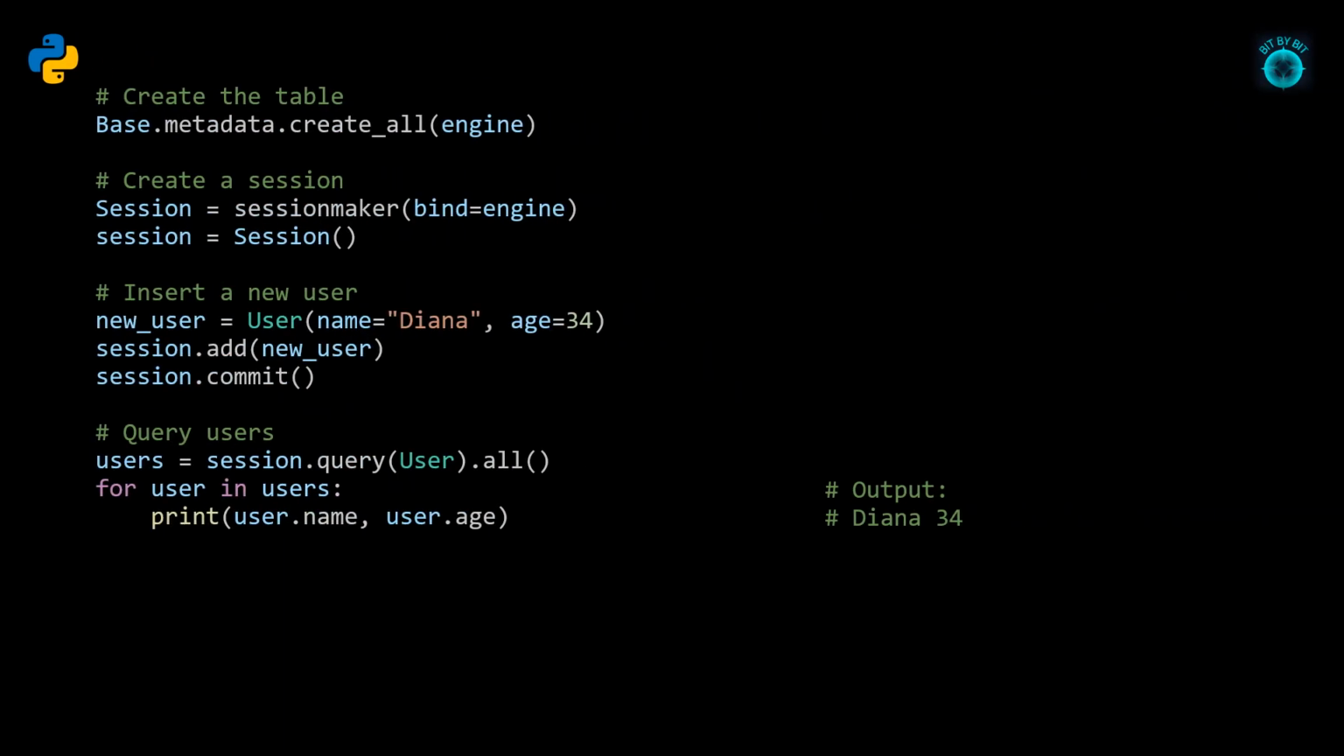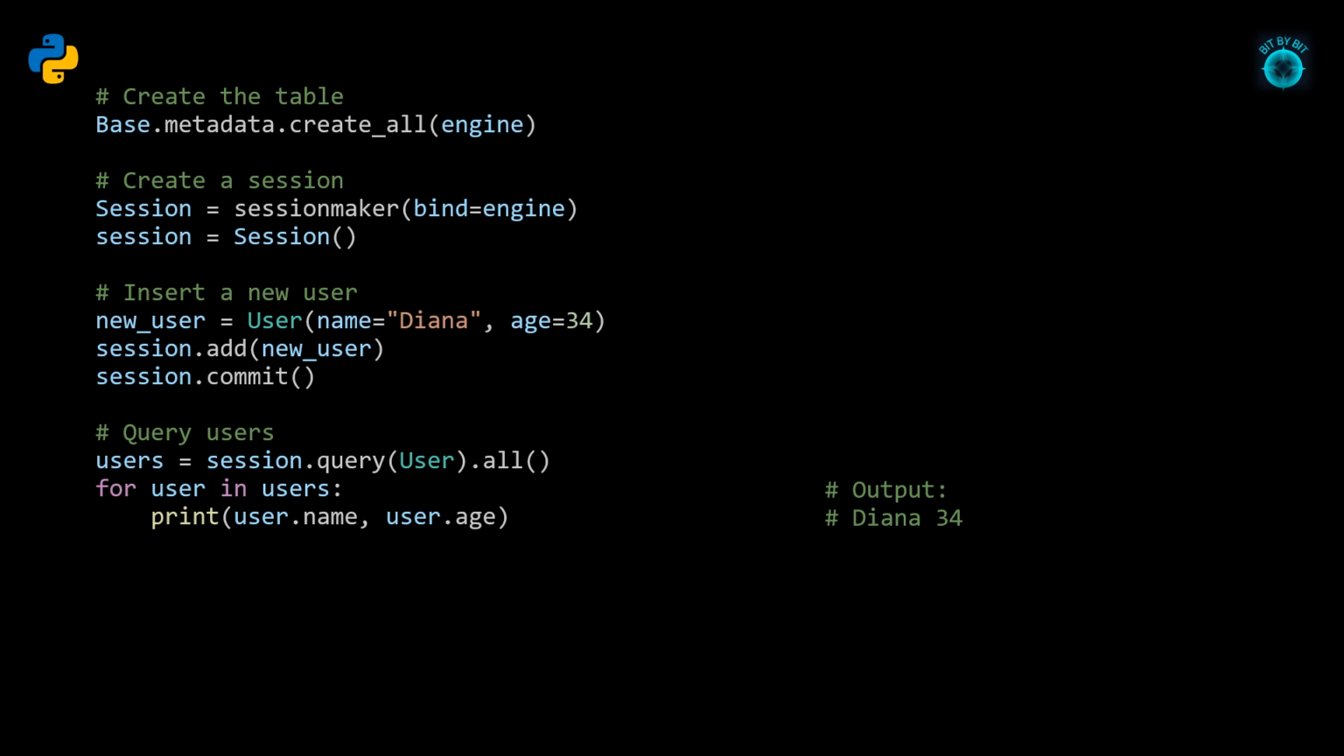We then use Base.metadata.create_all to generate the actual table in the database. Next, we set up a session using sessionmaker. A session lets us interact with the database. We create a new User object named Diana and add it to the session. When we call commit, the record is inserted into the table. Then, we query all users from the database and print their names and ages. The result shows that Diana, age 34, is stored.